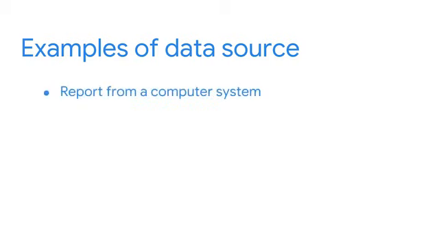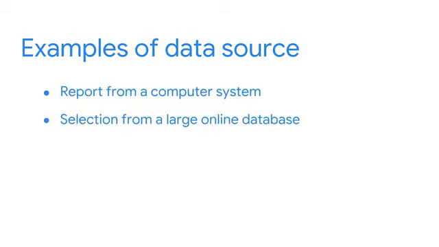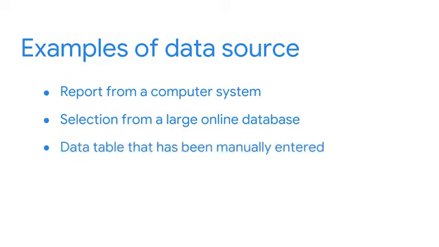Another important part of determining the data source is understanding how it was collected. Whether the data was collected through a report from a computer system, a custom selection from a large online database, or a data table that has been manually entered, knowing about how the data was gathered will help you understand questions that may come up during EDA. For example, missing values could mean many different things. Maybe the database owners either didn't know or didn't want to disclose the data for manual entry, or there might be lagging data or a system bug from an online database.